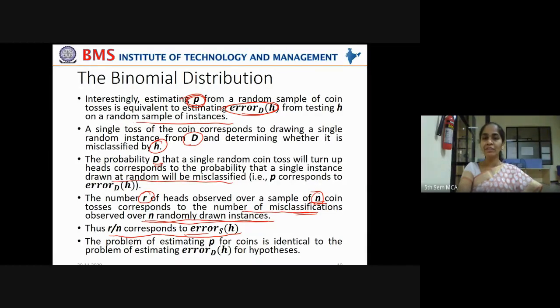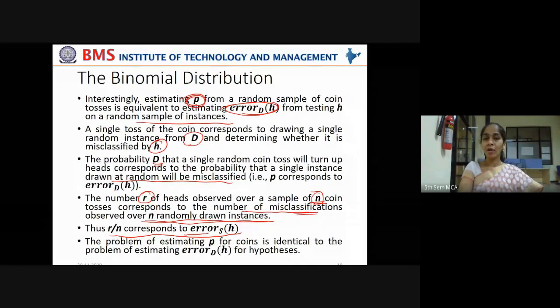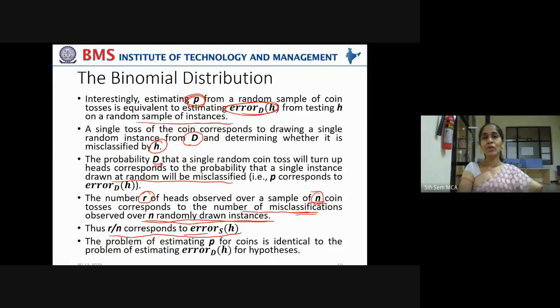So, 10 new instances are given to the model, out of which it has made 8 correct predictions and 2 wrong predictions. Now, what is R by n? 2 by 10. So the probability of observing wrong predictions here is 0.2, because 2 wrong predictions are made out of 10. Is it clear now? So the problem of estimating P for coins is identical to the problem of estimating the true error for a hypothesis.